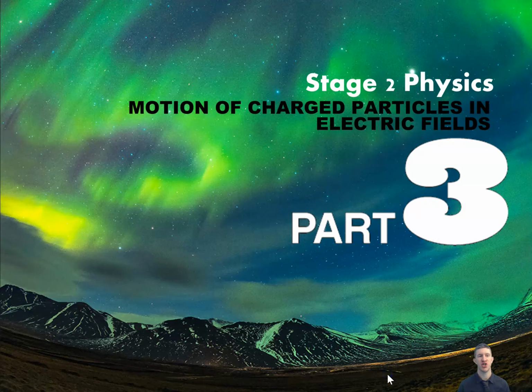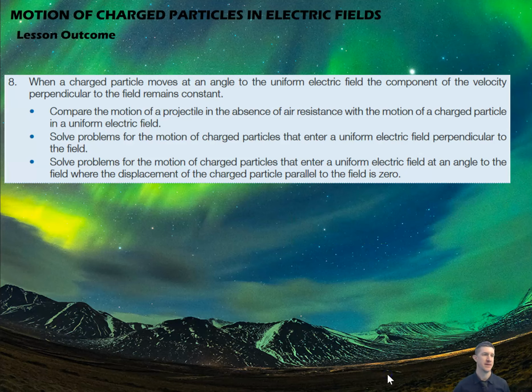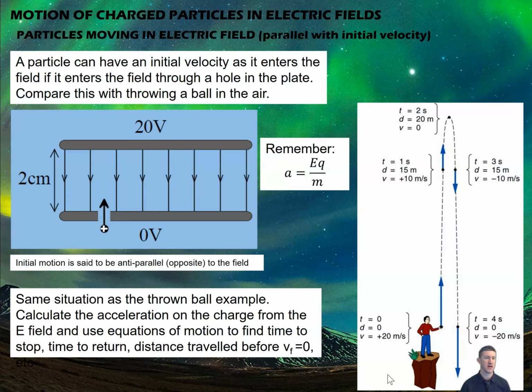Welcome to the motion of charged particles in an electric field, part 3. So today, in this lesson, we're going to look at charged particles moving at an angle to a uniform electric field, and we're going to talk about coming in 90 degrees to a field, at an angle, vertical, and a couple of different angles like that. So it's very similar to projectile motion ultimately, but we're talking about electric fields now and charged particles rather than masses in gravitational fields.